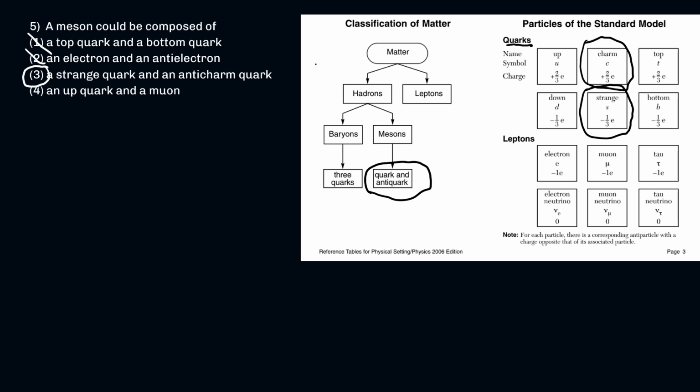Number 4, you have there an up quark and a muon. You're not going to combine a quark and a lepton, so that is completely wrong. So again, answer choice 3 is my proper answer. But I'm given a regular quark, and I'm given an anti-quark. And that is what a meson is based on the classification of matter on the reference table. So let's move in to our next example.